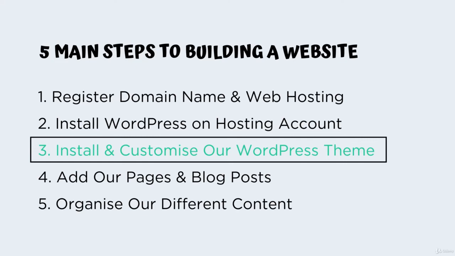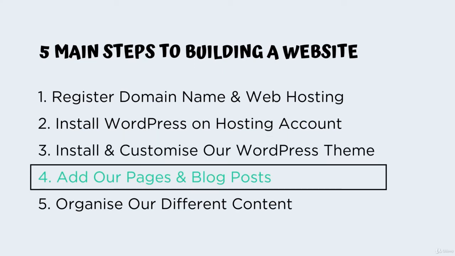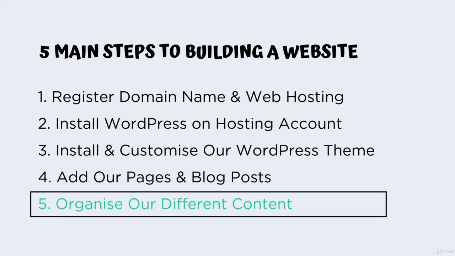Then once we install and customize our theme, we're going to move on to step 4, which is adding our different pages and blog posts which we saw at the start. So that's things like our about page and contact page, and the blog posts that appear on our home page. And then the fifth and final step is organizing our content, which we'll do by creating a custom navigation menu and changing the sidebar on the right hand side.